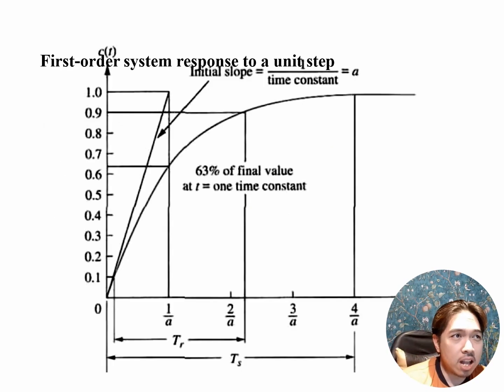So the reciprocal of a, or 1 over a, is referred to as the time constant of the system's response, and this time constant represents the duration required for the exponential term e raised to negative at to decrease to approximately 37% of its original magnitude. Alternatively, the time constant also signifies the time it takes for the step response to reach about 63% of its ultimate steady-state value.